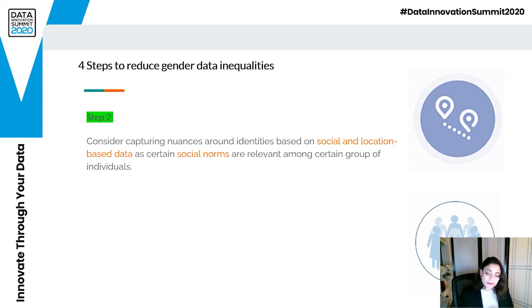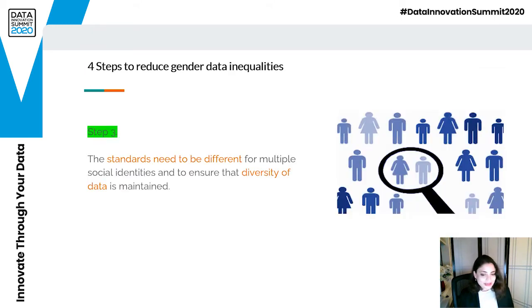Again, going back to the social norms of a country collecting data leading to women not being interviewed on financial indicators like household income, it needs to be pointed out. It needs to be filtered out for bias ahead of time. Step three, what I propose is the standards need to be different for multiple social identities, to ensure that the diversity of the data is maintained.